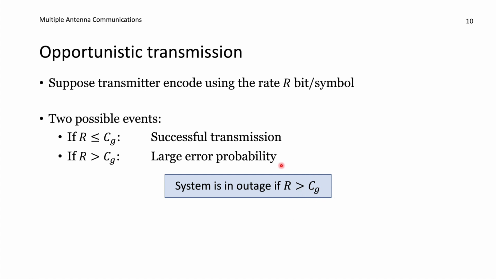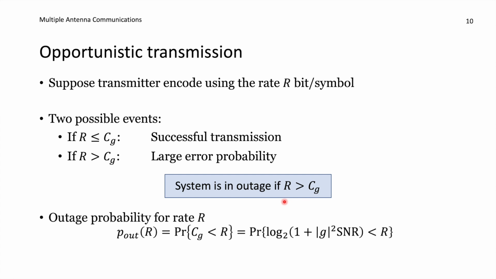So that means that for every value of R, it can compute the probability of having an outage. And that is known as the outage probability for a given rate R. We will write it as P_out, so P for outage, for a given R. And that is the probability that C_G is smaller than R. And C_G was log2(1 + |G|^2 · SNR), which should then be smaller than R. So this is how we define the outage probability.